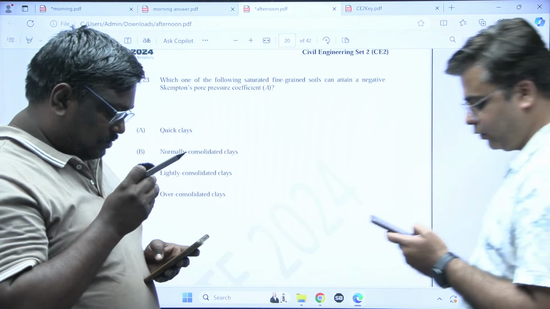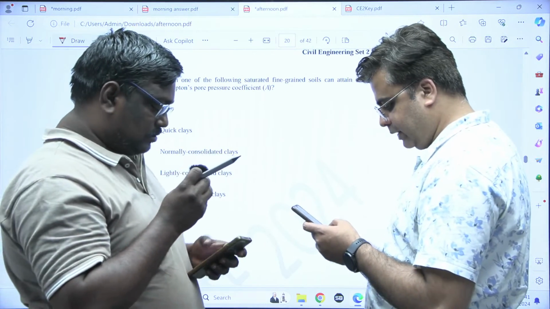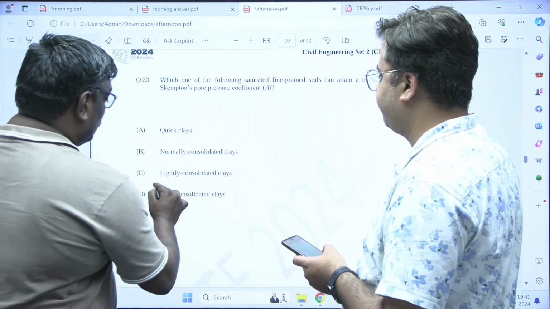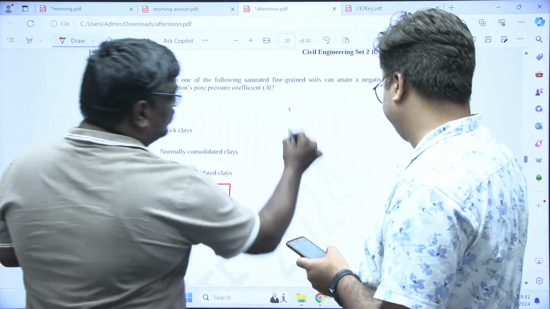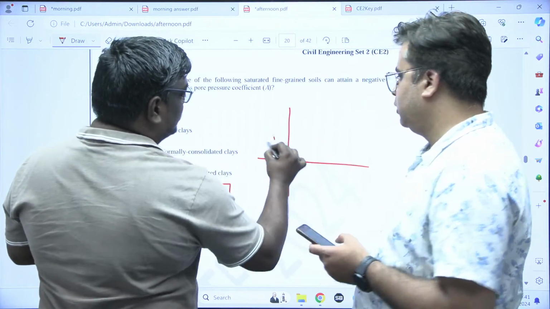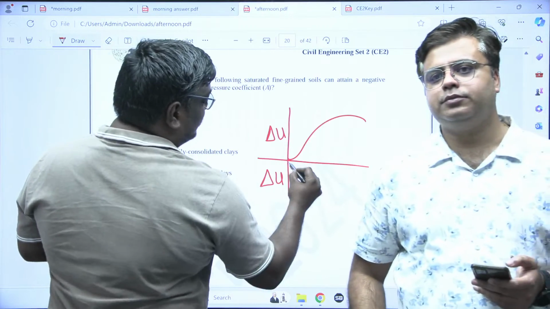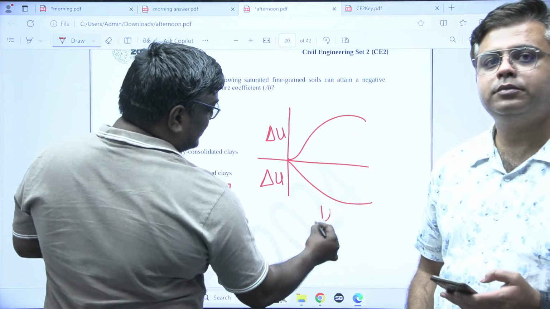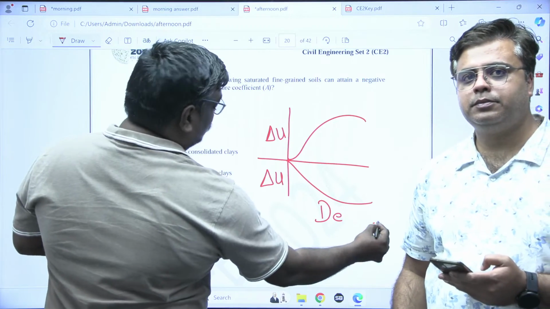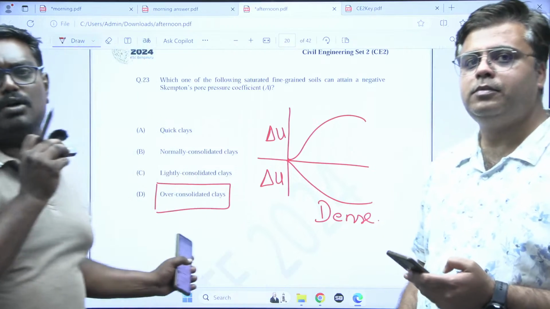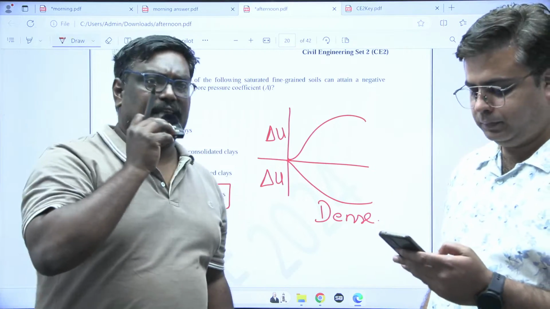This is question number 23. For 23, option D, over consolidated soils, sir. It will come because, see students, if you consider the positive pore water pressure and negative pore water pressure, you have the graph in this way and this indicates dense sands. So he is asking the negative pore water pressure. Dense sands means you can say over consolidated clay will also have the same behavior.